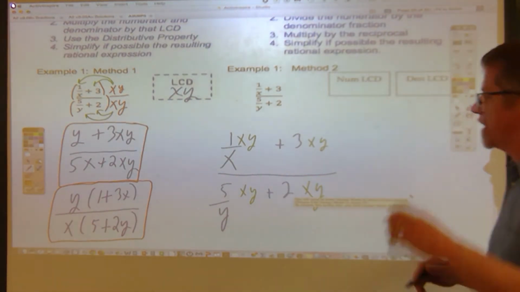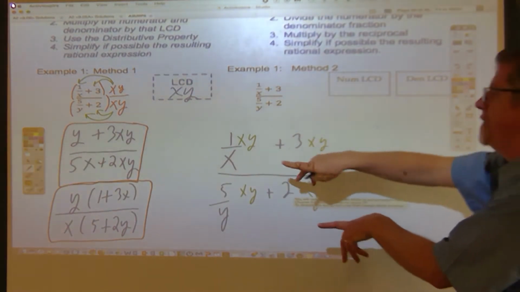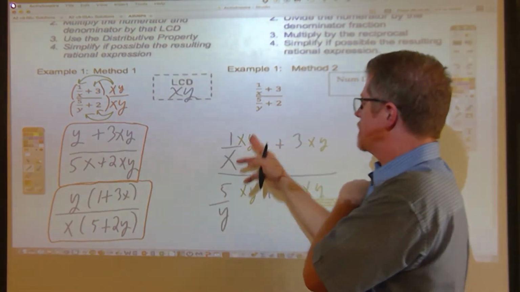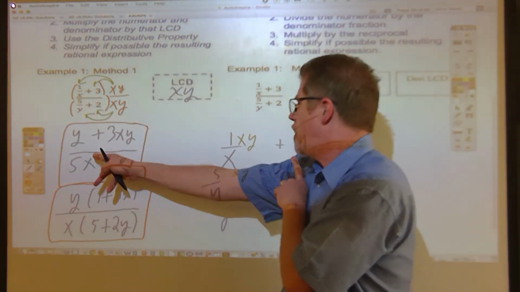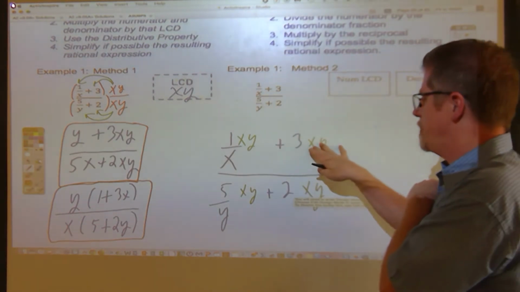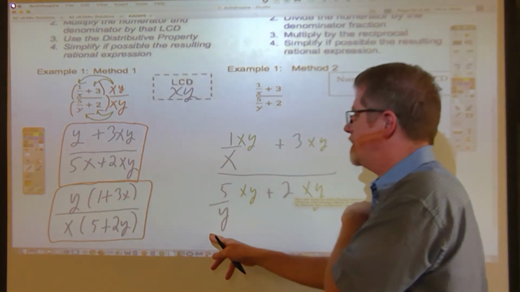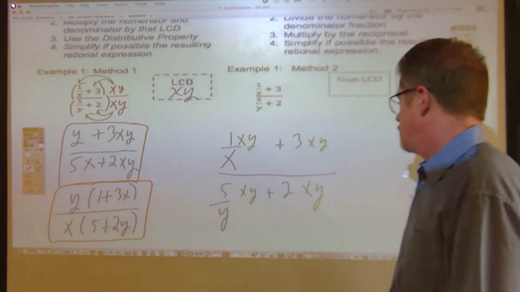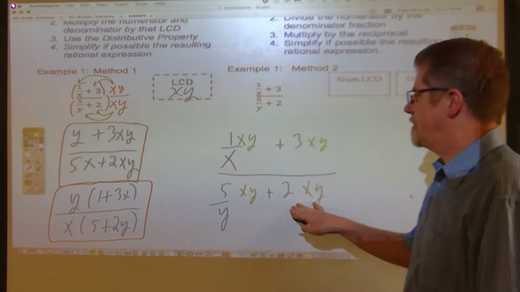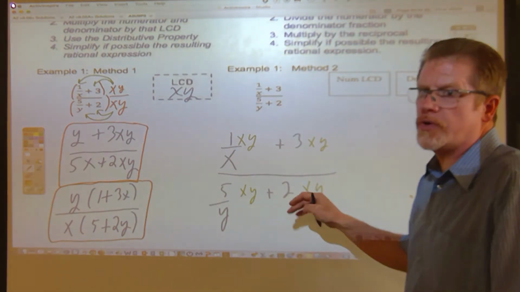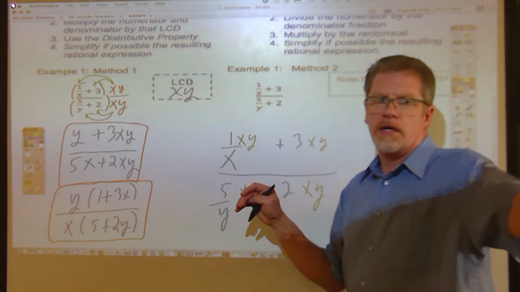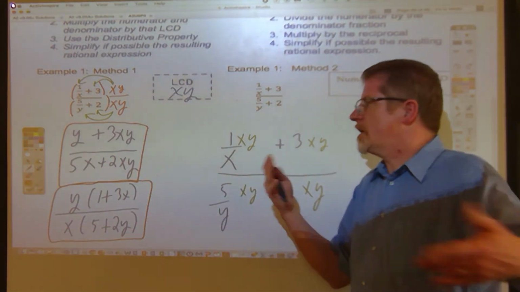So here's showing the work. I didn't show this step. What I asked students to do was essentially cancel the x's in their head to get y. Nothing to do here. Cancel the y's in your head to get 5x. And no cancellations here. Further questions on method 1? So it's more of an advanced, kind of a shortcut method.